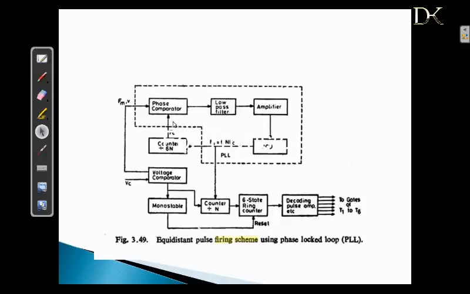A ring counter with a coding circuit is used to steer the train of pulses in 6 different paths through pulse amplifier and isolation stages. The block enclosed here by the dotted line is basically the PLL, phase lock loop. It consists of a highly stable and linear voltage controlled oscillator VCO, a phase comparator, a low pass filter and an amplifier.